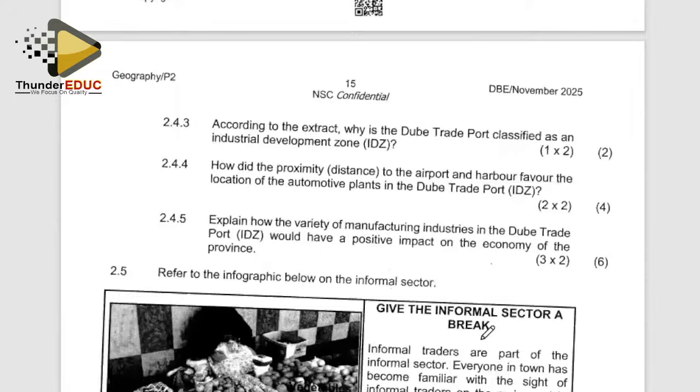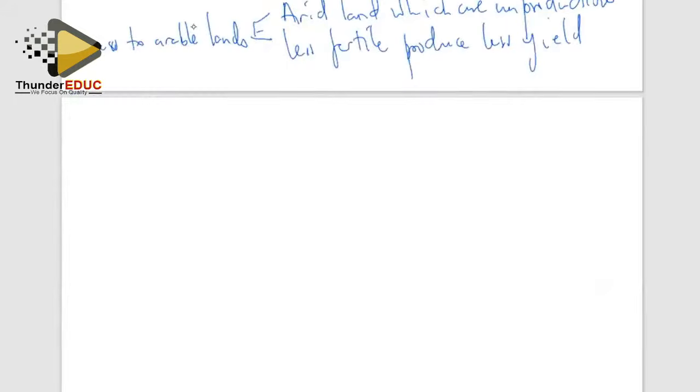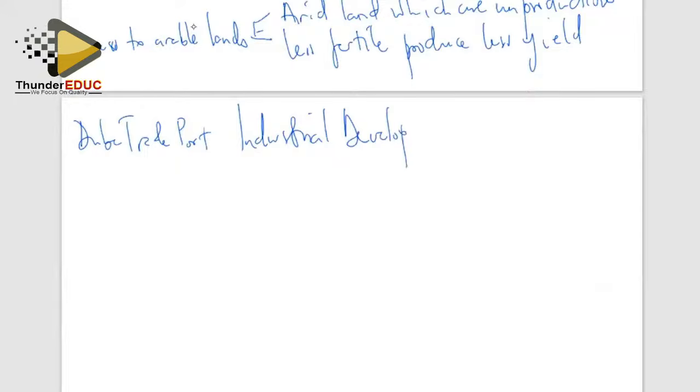That is our quote. According to the extract, why is the Dube Trade Port classified as an industrial development zone? Right. Let me clarify on the industrial development zone for the sake of clarity of the question. We are saying, why is the Dube Trade Port regarded as an industrial development zone? What is an IDZ? We need to first of all understand what an IDZ is so that we can relate it to the features of the Dube Trade Port.